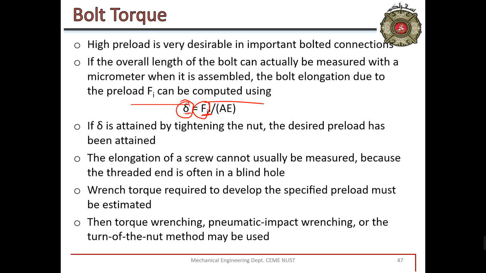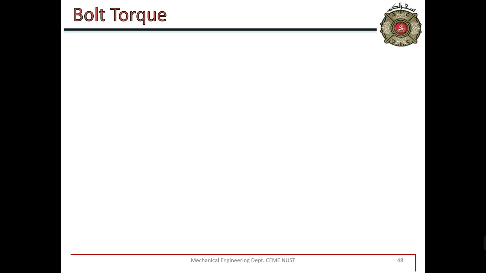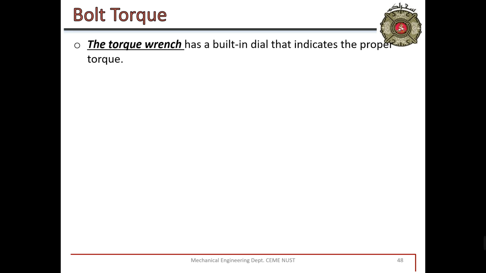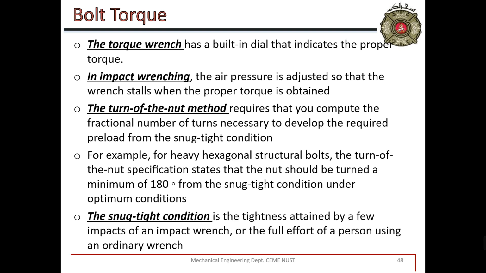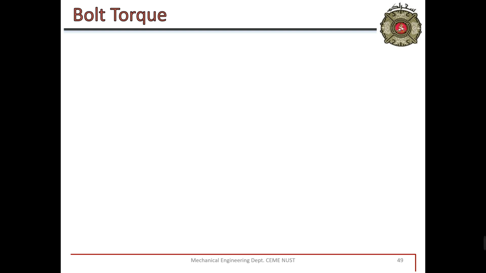So Fi can be calculated either by calculating delta, which is impossible in normal cases. So we have to calculate torque. And if we need to calculate torque, there has to be a relationship between Fi and torque. There are a lot of ways to apply this torque, and I have already explained all these methods in detail in the class.